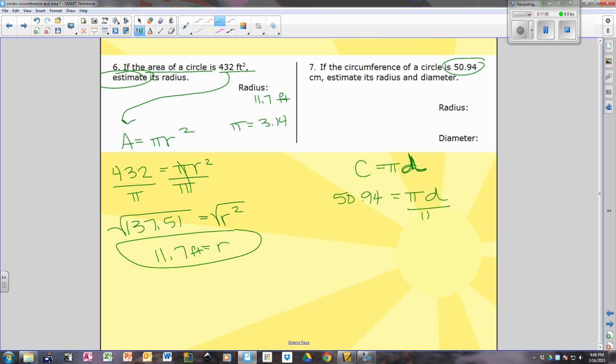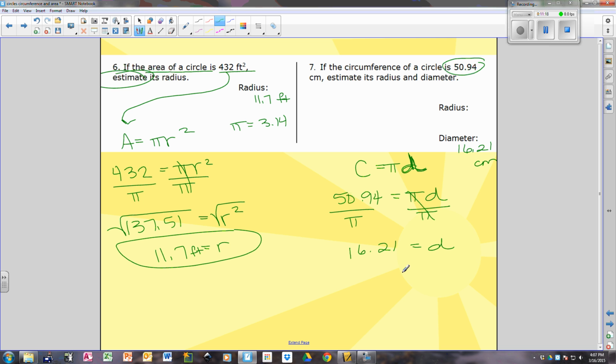Now again, I'm going to divide by pi so I can cancel it out. So I'm going to divide this side by pi: 50.94 divided by pi, and I'm using the pi button. I get 16.21 is my diameter. So my diameter is 16.21, and this is in centimeters.